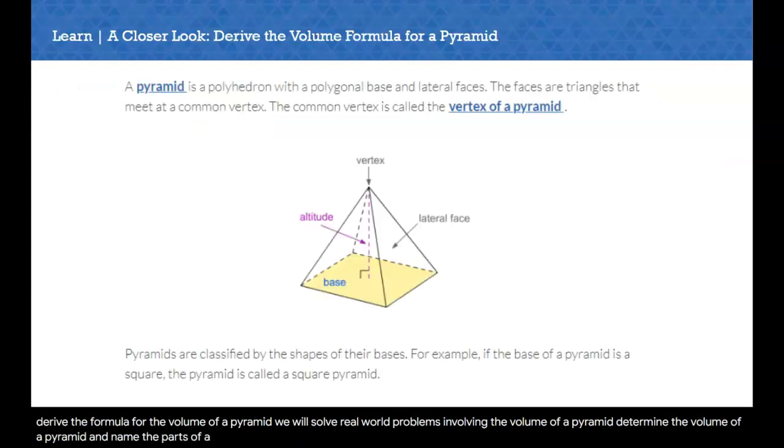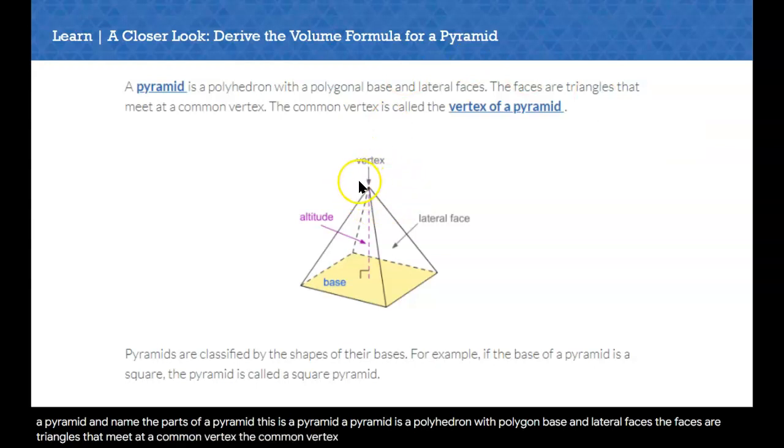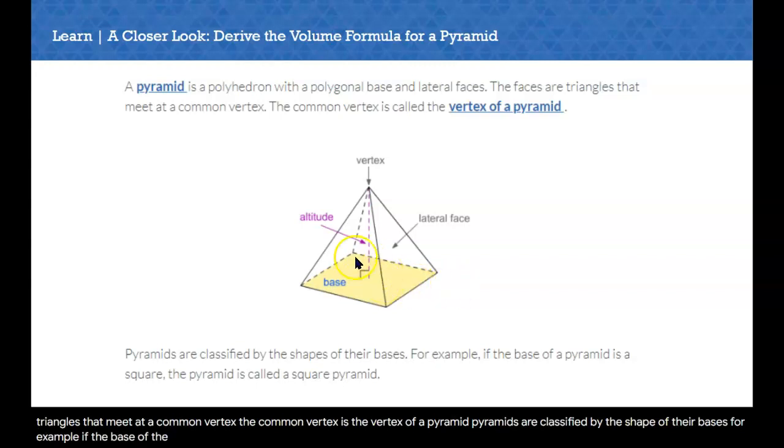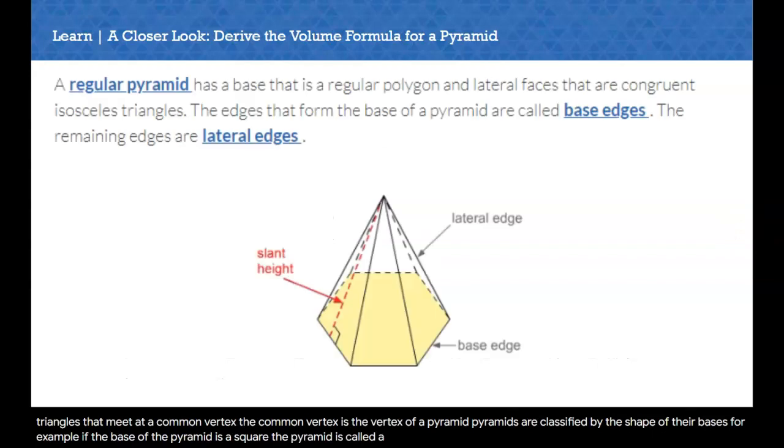parts of a pyramid. This is a pyramid. A pyramid is a polyhedron with a polygon base and lateral faces. The faces are triangles that meet at a common vertex. The common vertex is the vertex of a pyramid. Pyramids are classified by the shape of their bases. For example, if the base of the pyramid is a square, the pyramid is called a square pyramid.